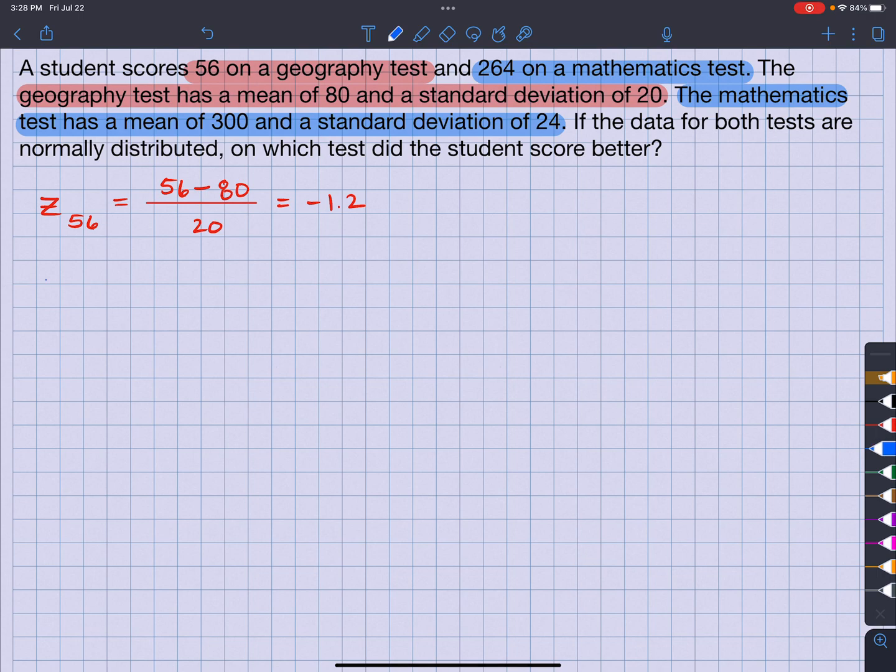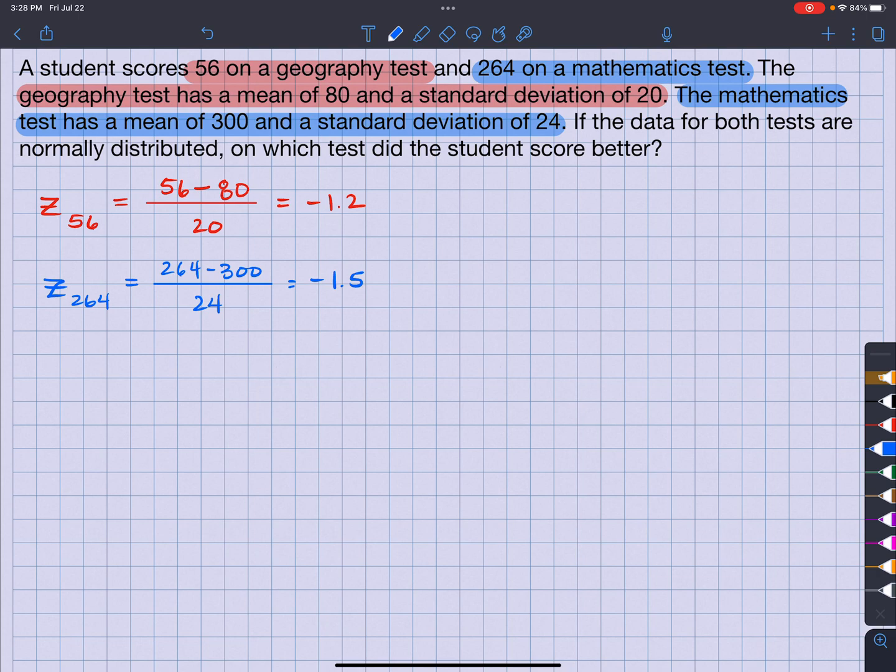Let's now find the z-score for the math, which is 264. Well, that's going to equal the 264 minus the mean, which is 300, divided by 24. All right, let's see what that equals. 264 minus 300 divided by 24, and I get negative 1.5.